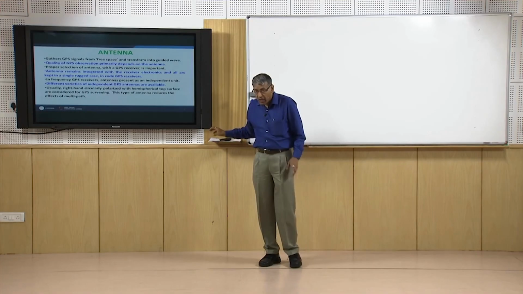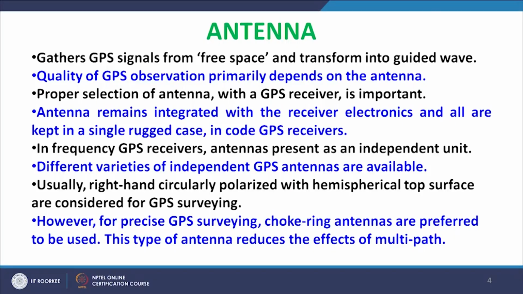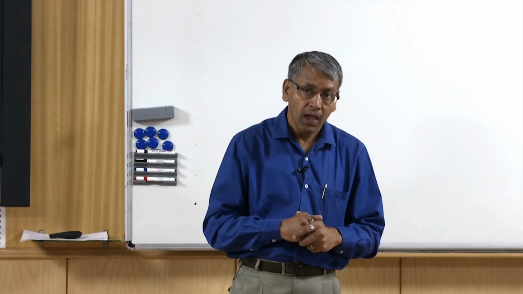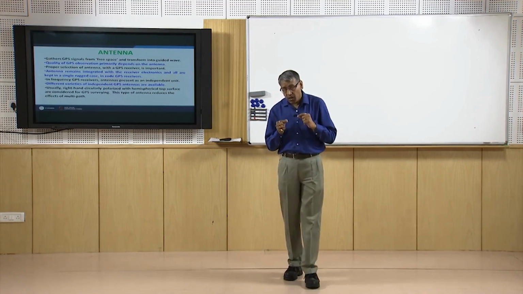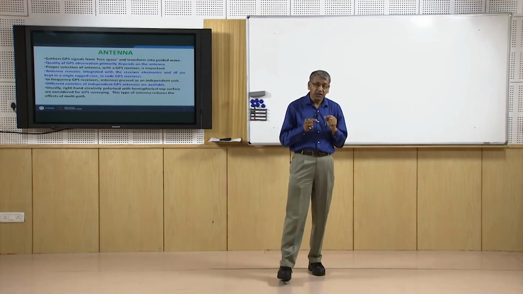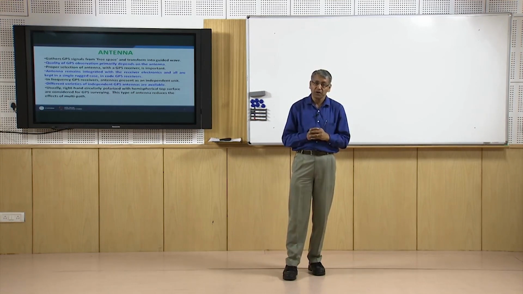Now the antenna is used for gathering the GPS signal out of the many electromagnetic signals that are available in the atmosphere. Once it gathers the signal, it transfers it to the GPS receiver hardware. The quality of the GPS signal thus depends on the characteristics of the antenna which we will be using along with the GPS receiver. So the antenna selected for use with the GPS receiver is very important.